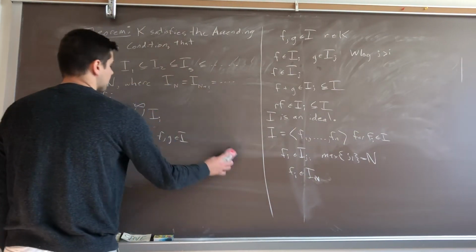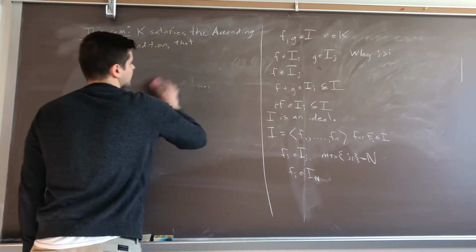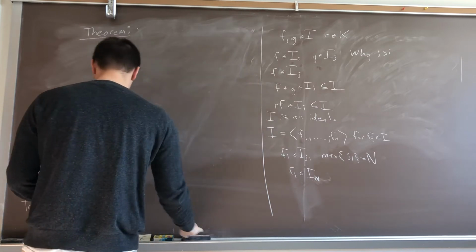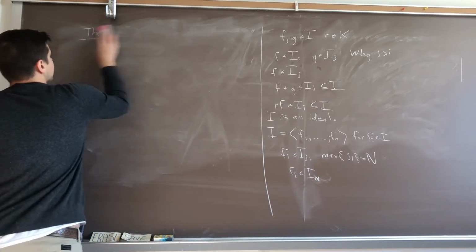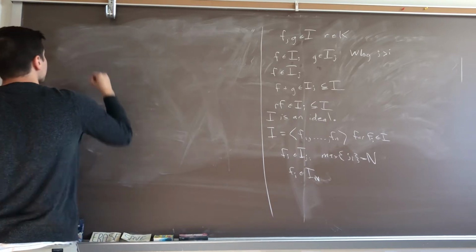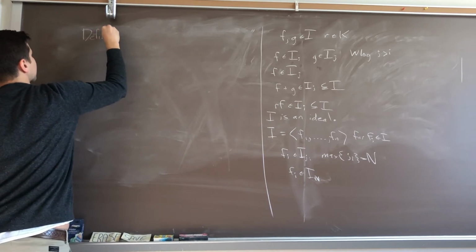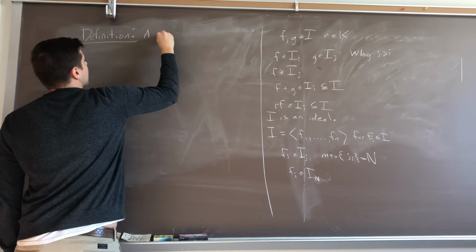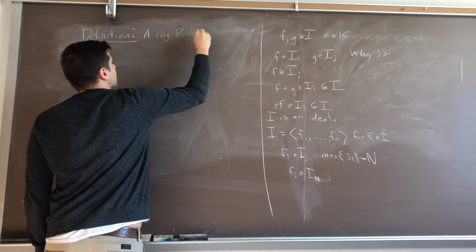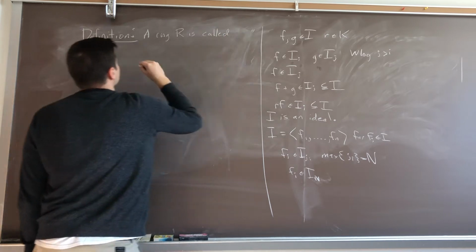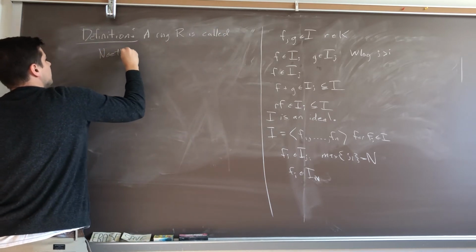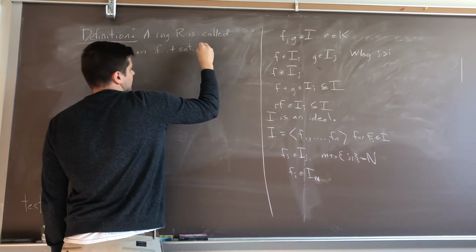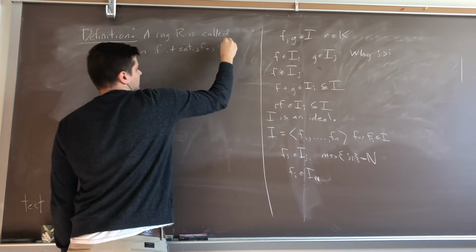So in general, we have a name for rings that satisfy the ascending chain condition. They're called Noetherian. So you can have a definition here. We say a ring R is called Noetherian if it satisfies the ascending chain condition, or I'm just going to call it the ACC.